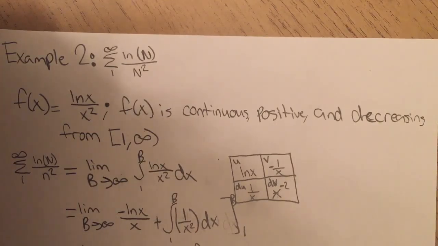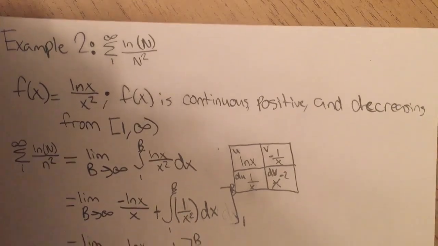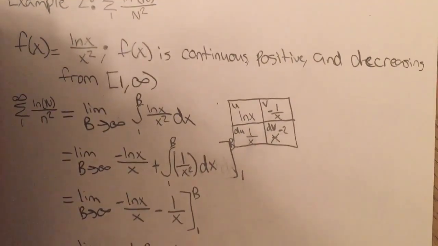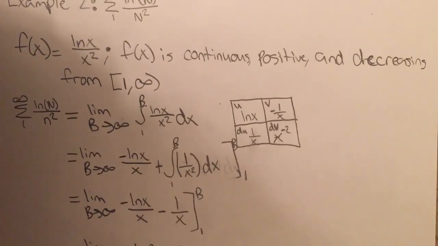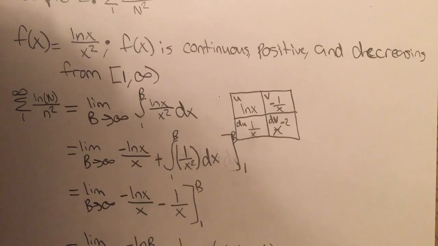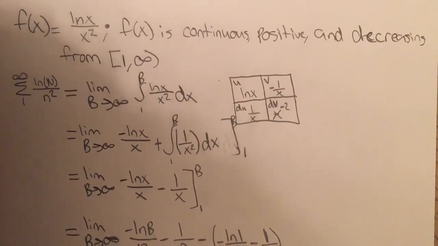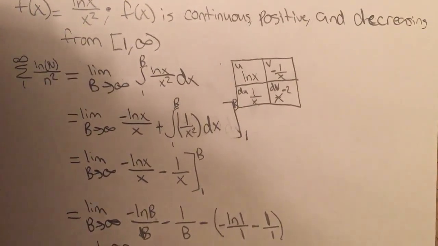Once we integrate this new problem, because of integration by parts, we're going to get that the full integration is the limit as b approaches infinity of negative ln x over x minus 1 over x from 1 to b. We're going to plug in those two values and subtract them from each other, so that we get the limit as b approaches infinity of negative ln b over b minus 1 over b, minus negative ln 1 over 1 minus 1 over 1.